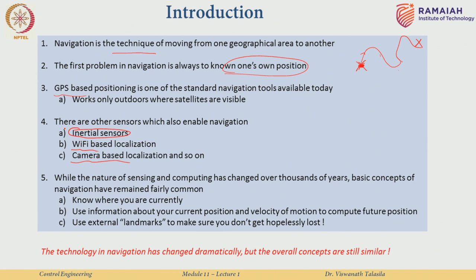So point number 5 is really crucial, and it basically says, while the nature of sensing, GPS sensors, cameras, Wi-Fi and so on, and even computing have changed over thousands of years, three basic concepts of navigation have always remained and are still being used in exactly the same way. The first is, know where your current position is. We already talked about that. The second is, using information about your current position and velocity, we will see that velocity is not the only requirement, but for now let's assume velocity, you can actually compute what will be your future position. And finally, you always make use of external landmarks to make sure that you don't get into what I call hopelessly lost. This is actually a technical problem called drift.